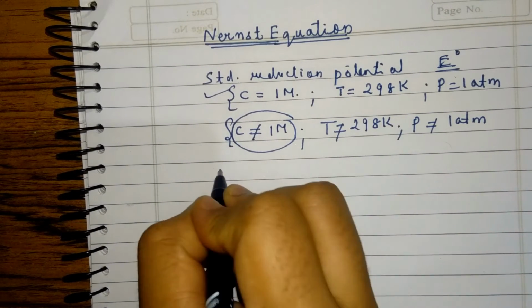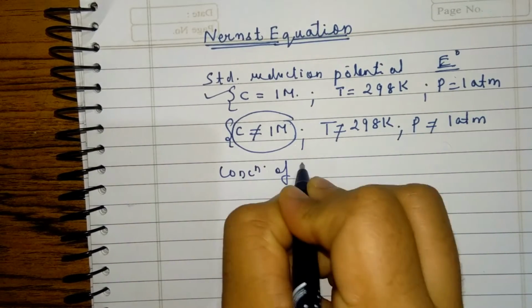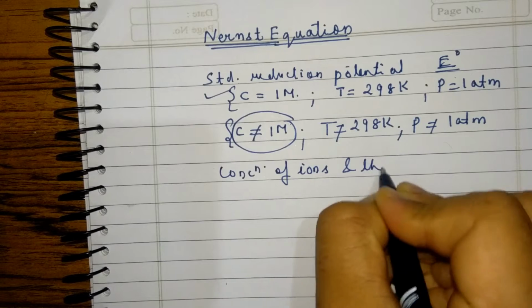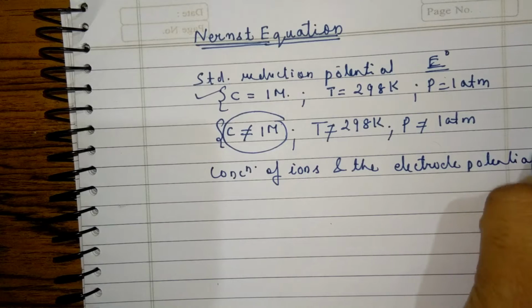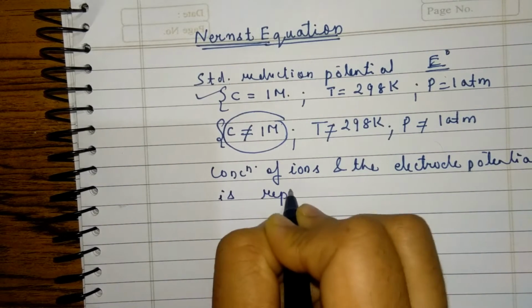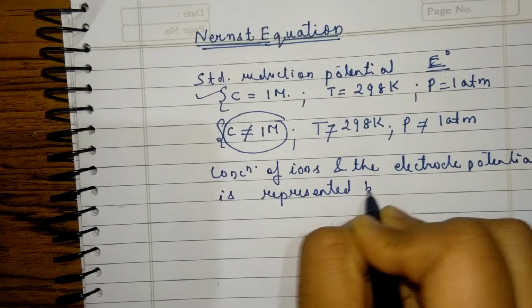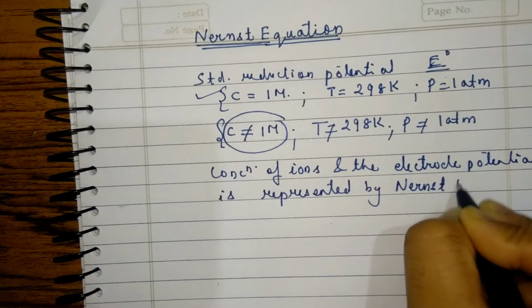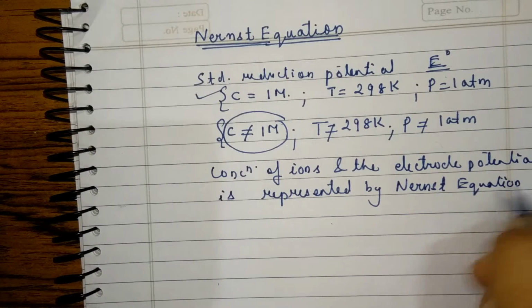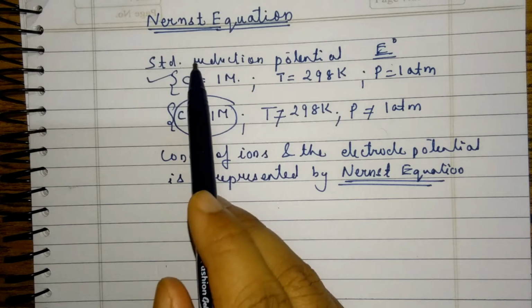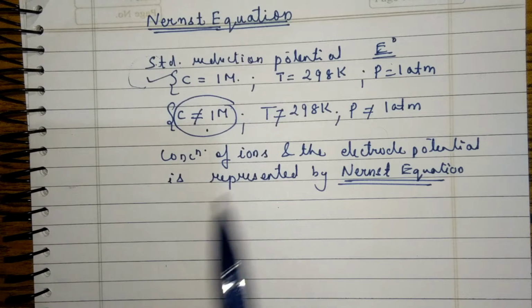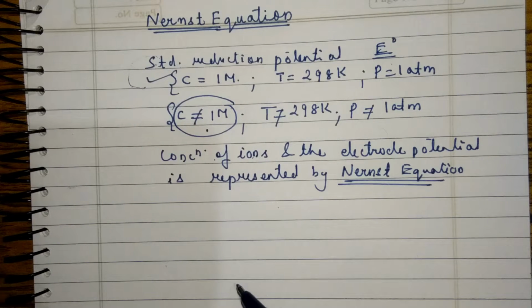So this quantitative relationship between the concentration of the ions and the electrode potential is represented by which equation? It is represented by the Nernst equation. Hope now it is clear. What do you mean by the Nernst equation? If there is a change from the standard reduction condition, when the concentration of ions changes, what happens? The electrode potential also changes, and it is represented by the Nernst equation.